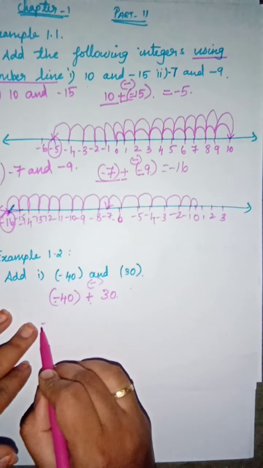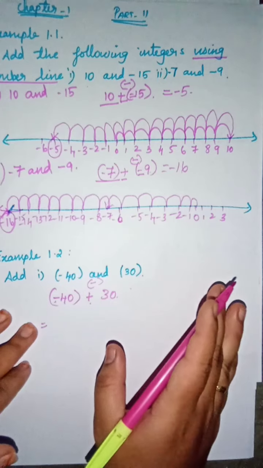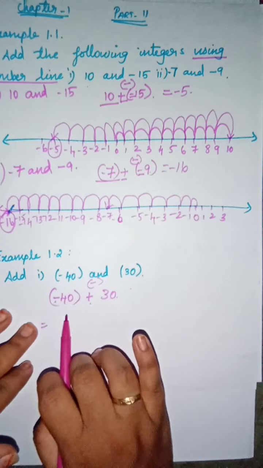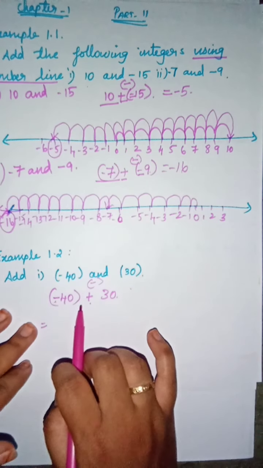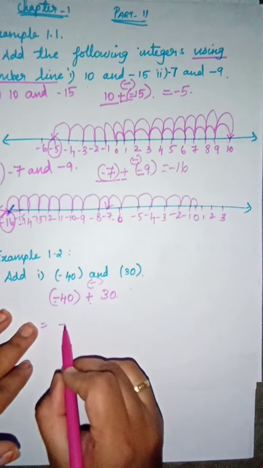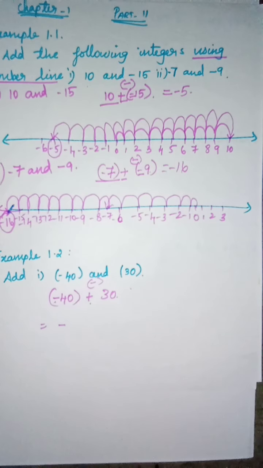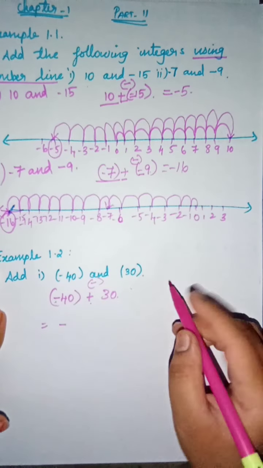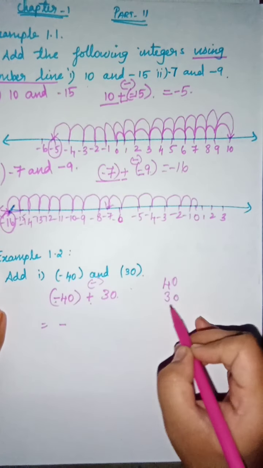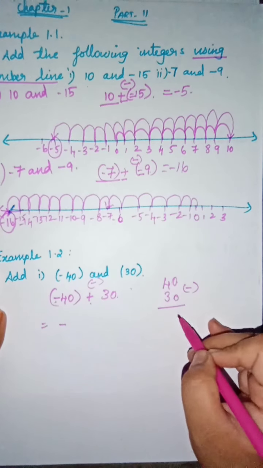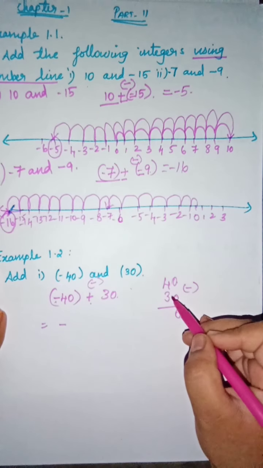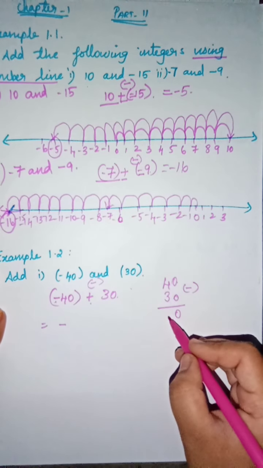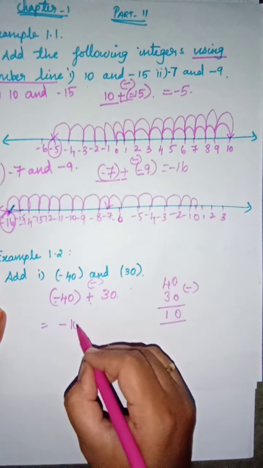So now what is the next step? We have to see the biggest number's symbol. Now while comparing 40 and 30, which is the biggest number? 40 is the biggest number, and 40 is in negative form, so we have to write the negative symbol in the answer. Then we have to subtract these two numbers, that is 40 minus 30. So 0 will come. 4 minus 3 is 1. So minus 10 is our answer.